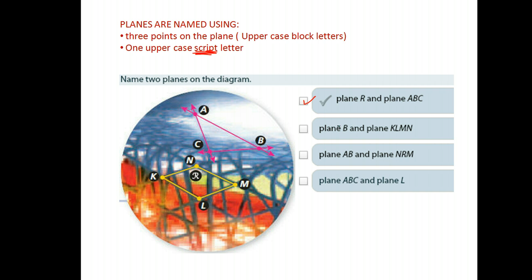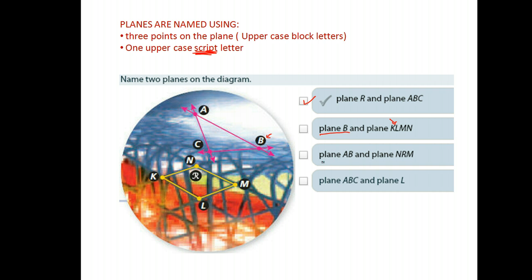Let's take a look at these others and talk about what may have been wrong with them. The first here they said plane B. Well, where is B? Notice it's right here on this pink plane. That is not a script letter, it's just a point. If you're using points, you have to use 3 points to name a plane. The other over here, KLMN, they named all 4 points on the plane for that one. So those were both wrong.